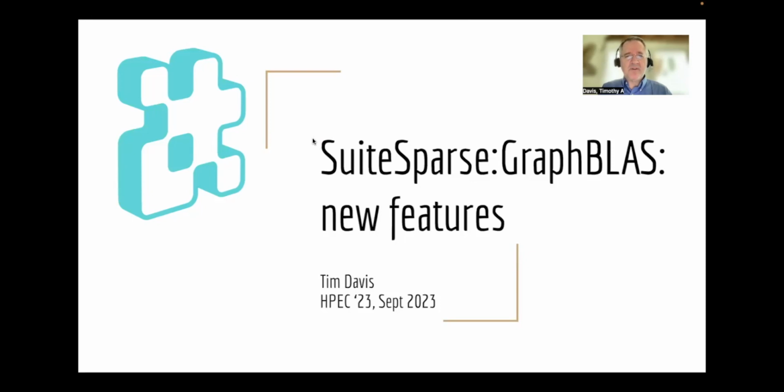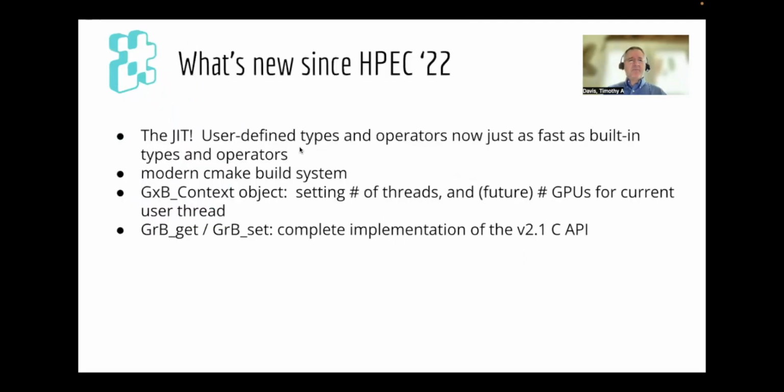SuiteSparse GraphBLAS. What's new since HPEC'22? The big thing is the JIT. So now user-defined types and operators are just as fast as built-in types and operators. The CMake system has been modernized. I now have a GxB context object, which has computational resources in it. So for nested parallelism, you can have user threads, each with their own context, defining, hey, this user thread wants to call GraphBLAS with 2 threads, this one with 4, this one with a GPU, this one with another GPU in the future. The GrB get and set of the 2.1 C API has been fully implemented.